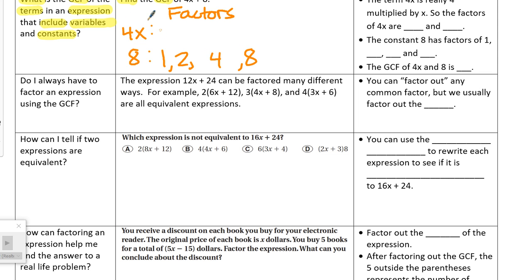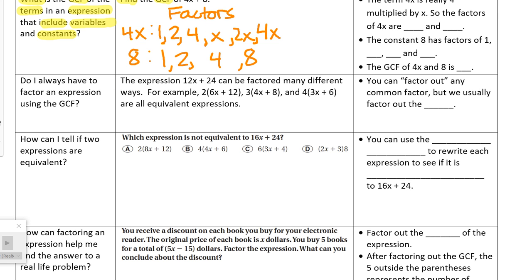What about 4x, though? Well, we still start with 1, but now we have a different idea here because 1 times what is 4x? 1 times 4x is 4x. What about 2? 2 times what is 4x? It's 2 times 2x, because 2 times 2 is 4, so you get 4x. But there's one other factor pair, and if you think about 4x as 4 times x, you'll probably see it: the factor pair of 4 times x. 4 and x is a factor pair.